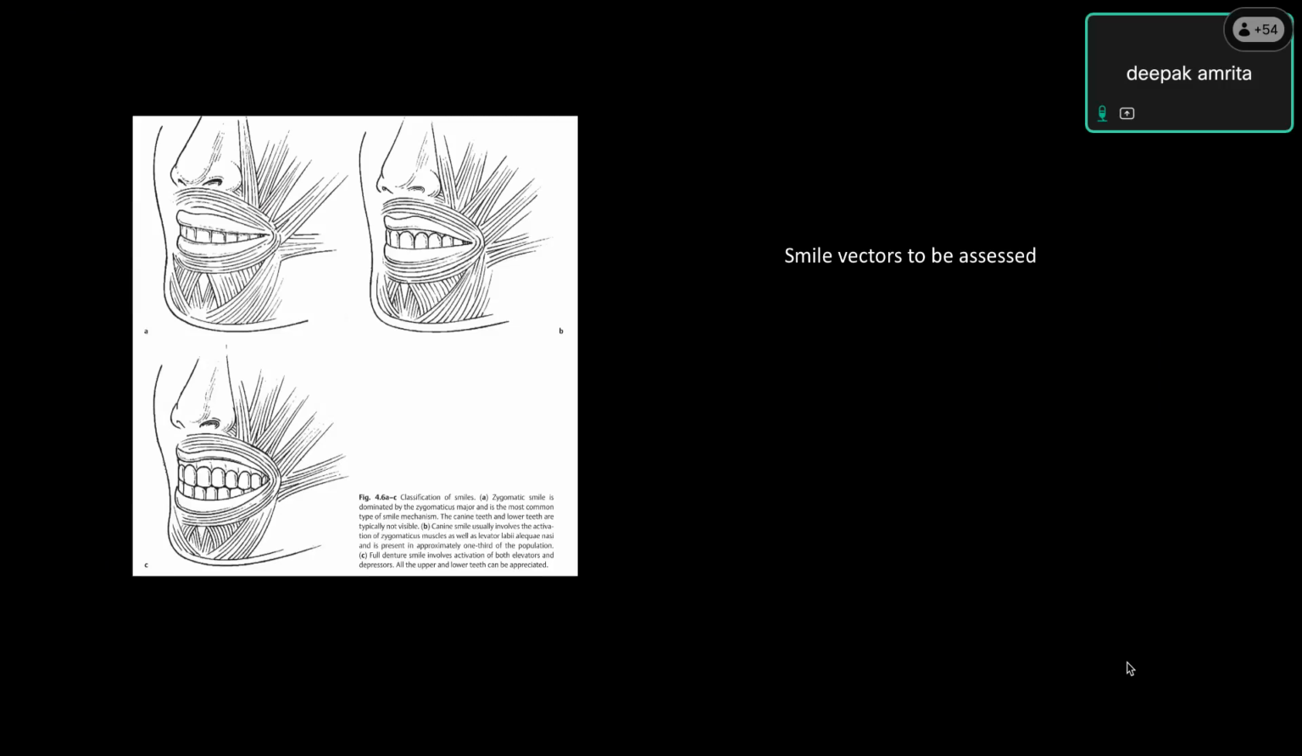The last thing that you have to remember is there is something called smile vector assessment. So this is how you would reanimate the affected side. One of them is the zygomaticus smile. The second smile is the canine smile. And the third smile is the full denture smile. So based on these three different smiles on the normal side, we have to reanimate the opposite side. We will discuss this in the subsequent presentations.